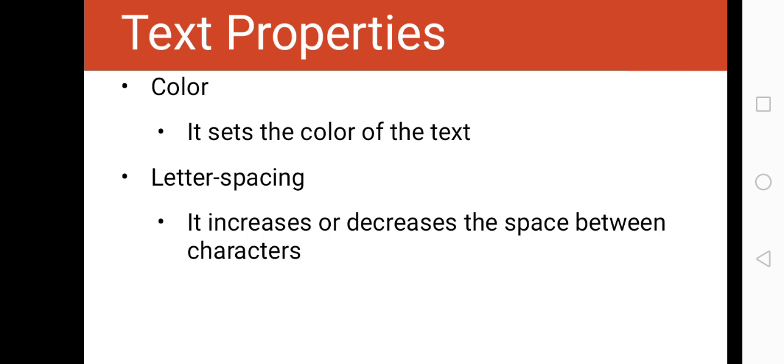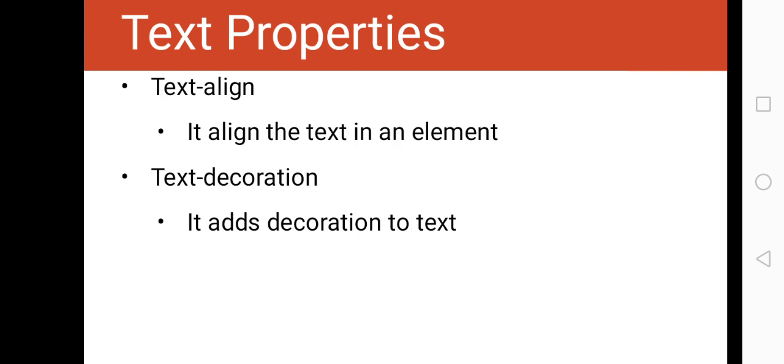The first command here is color. When we're talking about color, you are setting the color of the text. Next is letter spacing. You are decreasing or increasing the space between the characters. So you can have the text in normal spacing, or narrow, too tight, or too wide, where there is a large space between letters or characters.